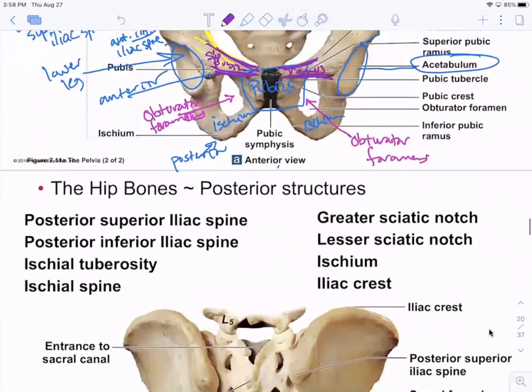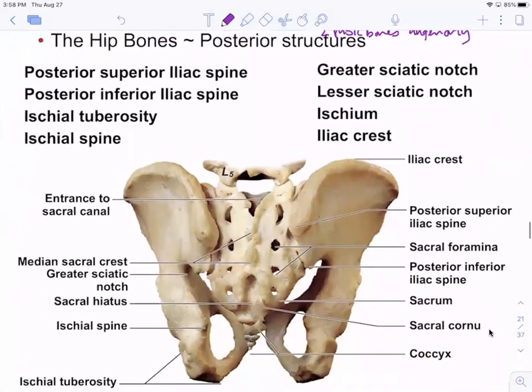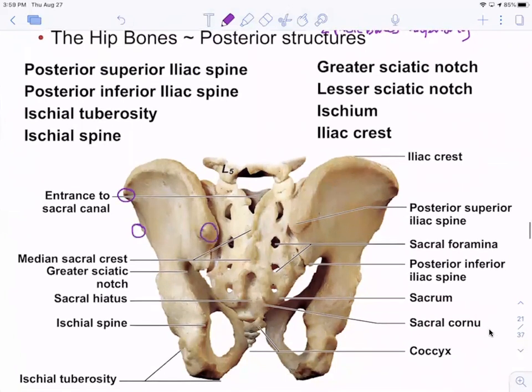Let's look at the other view. By the way, the pubic symphysis is fibrocartilage that connects 2 pubic bones anteriorly. Okay. So this would be the anterior superior iliac spine, and this is the anterior inferior iliac spine. This would be the posterior superior iliac spine, and the posterior inferior iliac spine is here. So you have those here.